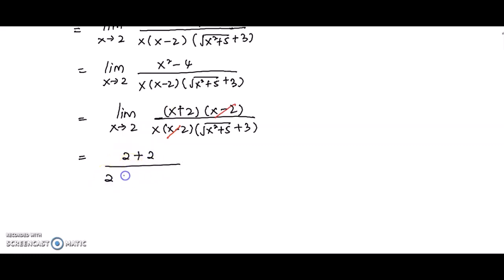All right, substitute 2, and this one also will be 4 plus 5. There will be the square root of 9 plus 3. Then you have 4 on top and 2 down here, and 3 plus 3, that will be 6. Okay, you can simplify. You have your 1 over 3.